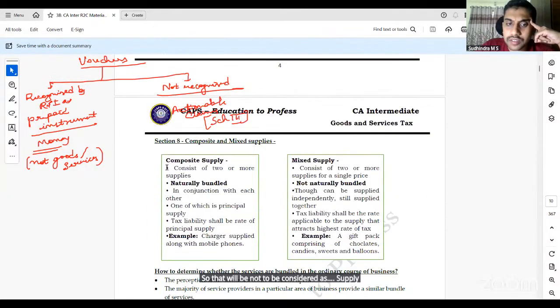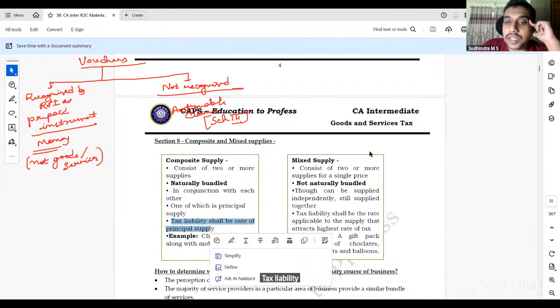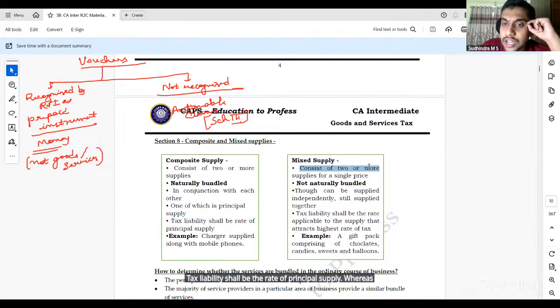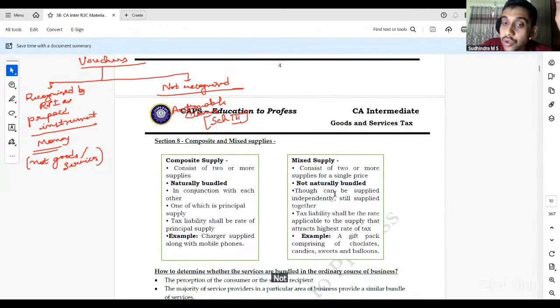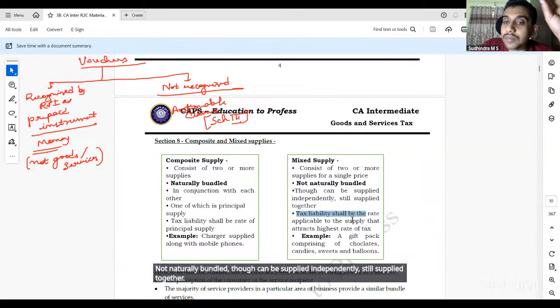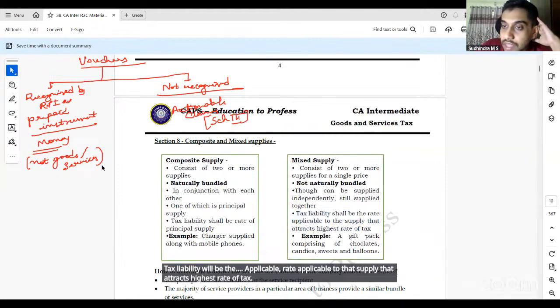Then section 8, composite and mixed supply. Two or more supplies naturally bundled in conjunction with each other, one of which is a principal supply. Tax liability shall be the rate of principal supply. Whereas in case of mixed supply, two or more supplies for a single price, not naturally bundled, though they can be supplied independently, are still supplied together. Tax liability will be the rate applicable to that supply that attracts the highest rate of tax.